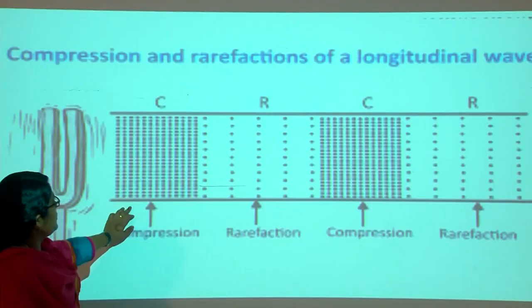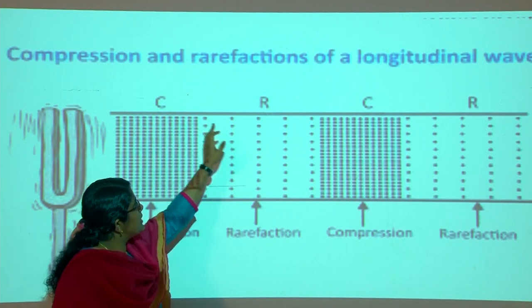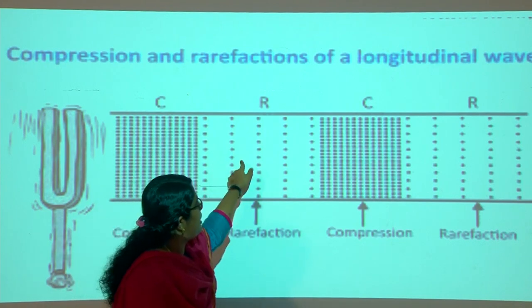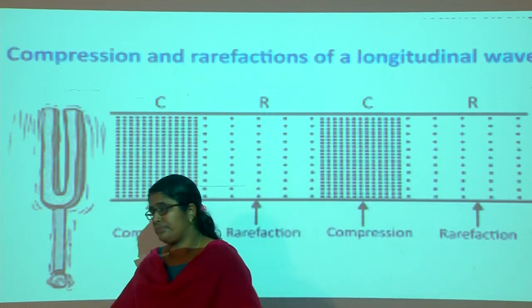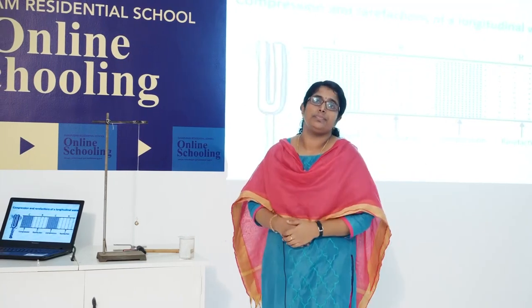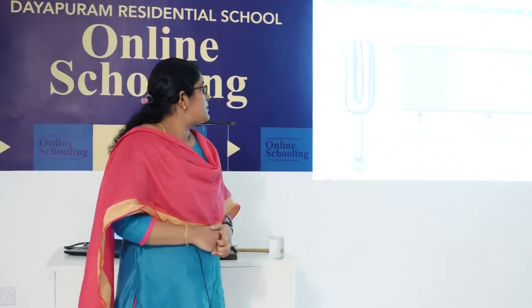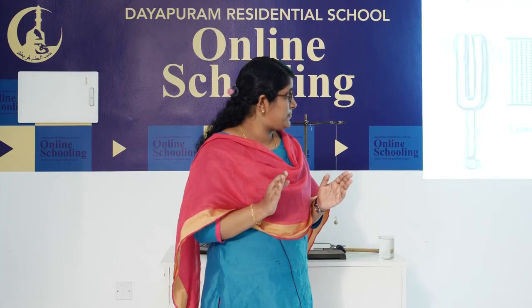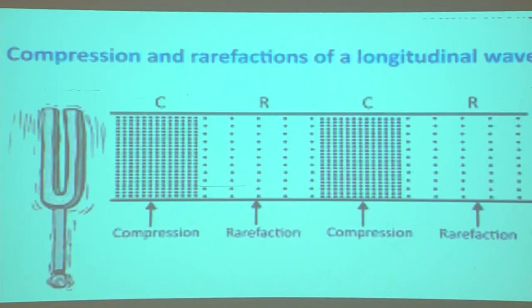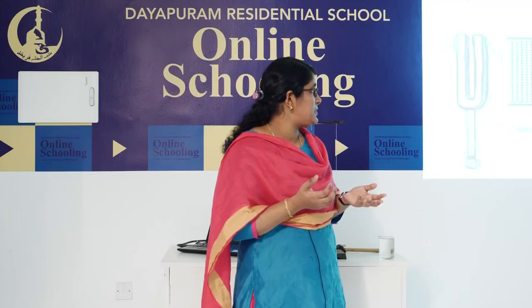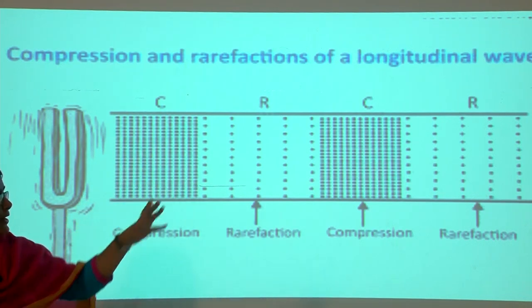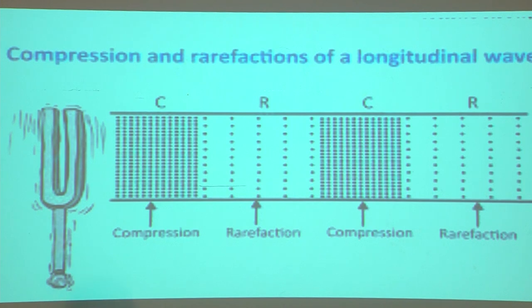The compressed region, I am going to denote it with C. Rarefacted regions are denoted with R. So a series of C, R, C, R regions are there. Okay. Is that clear? See, the compressed region, can you see? The molecules are very close. They are of high density. What about the rarefacted region? The molecules are far apart, which means the density is less. Next one, again a compressed region, the molecules are very tight, and in the rarefacted region they are far. Like that it goes on.